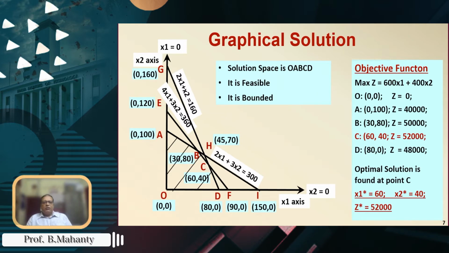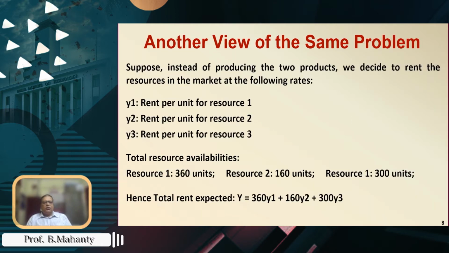So here is that evaluation. At point O, it is 0, Z value. Point A, it is 40,000. Point B, 50,000. Point C, 52,000. And point D, 48,000. So the optimal solution is point C, which is x1 star equal to 60 and x2 star equal to 40 and z star equal to 52,000. So the solution is known.